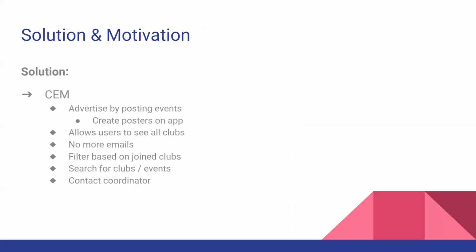The solution, our application. It helps you advertise your posters and flyers through a template or by uploading a file. You're able to see all the clubs. There's no more need for emails. You can filter based on joined clubs, and you can search for the clubs or events based on your interests or by name. You can also contact the coordinator or other people.